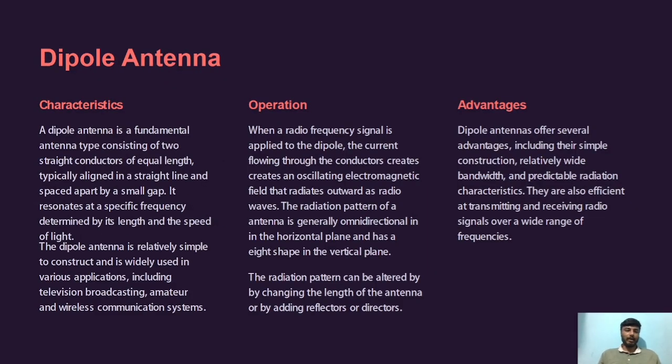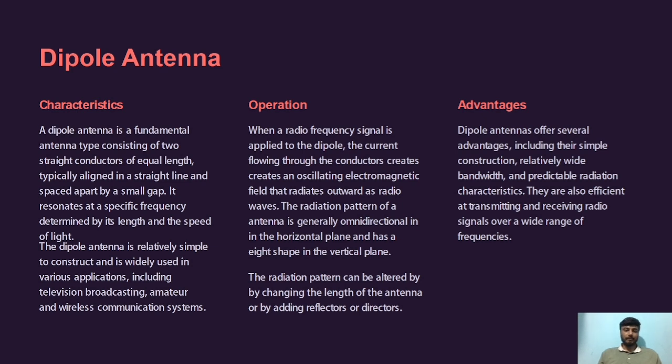First comes the dipole antenna. Characteristics: a dipole antenna is a fundamental antenna type consisting of two straight conductors of equal length, typically aligned in a straight line and spaced apart by a small gap. It resonates at a specific frequency determined by its length and the speed of light.